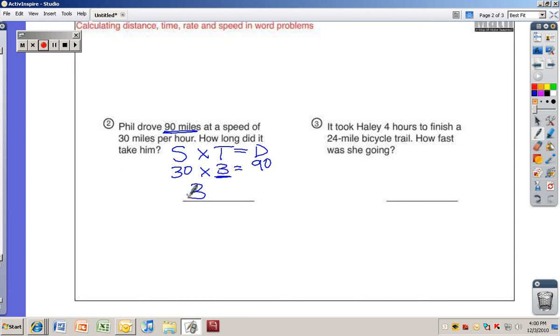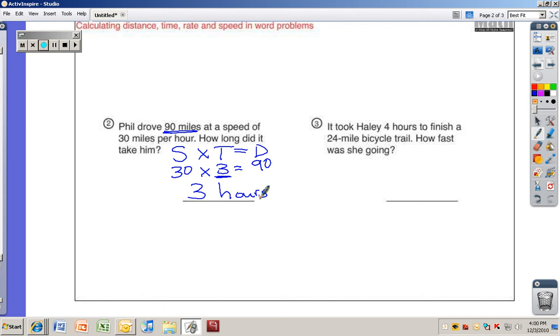3 what? Mr. Label Man, what's the label for this one? Miles. How long did it take him? 3 miles? Oh, 3 miles per hour. How long? How much time did that take him? 3 hours. Hours. There we go. 3 hours is the answer.